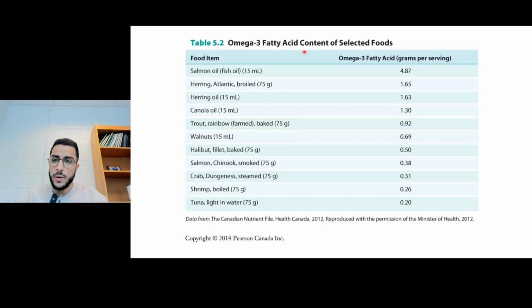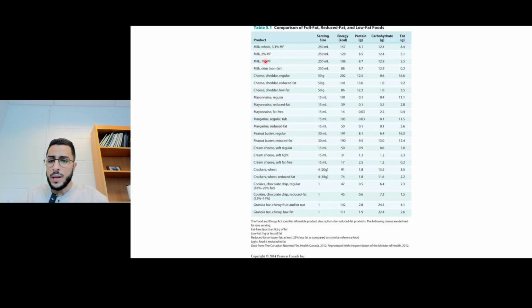Okay. So omega-3 rich food. If you take a look at salmon oil, for example, it is the richest in terms of omega-3, and then you can go down. So you can see here which foods have a high amount of omega-3. And then for milk and whatnot, you can take a look at the amount of fat found in them. So the 3% has 8.4 grams of fat, while the skim milk has 0.2 grams of fat.